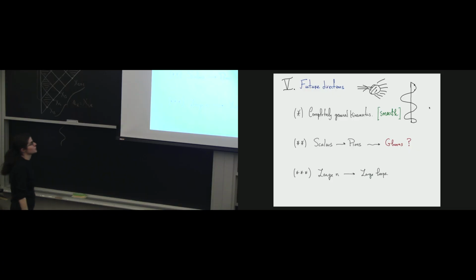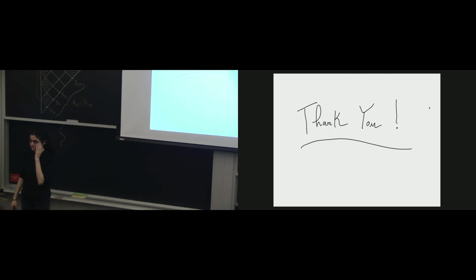Okay, I'm sorry, I don't know why I have these drawings here, but the future directions that we definitely still want to explore is what happens for completely general kinematics. This connection that connects scalars to pions also extends to gluons, so it'd be interesting if we could say something about that. And of course, going beyond tree level, thinking about what happens at large loops is also something that we're thinking about. Okay, thank you so much.